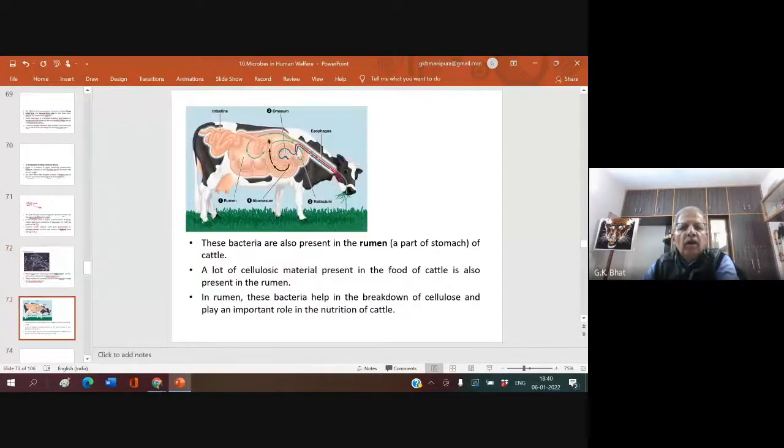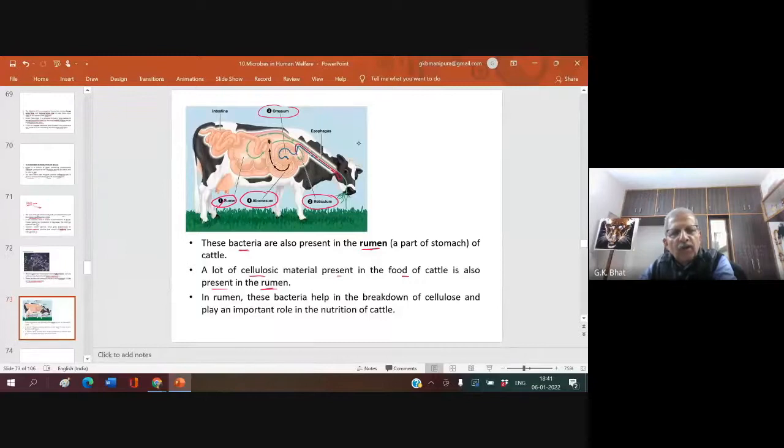Now, these bacteria are also present in the rumen, a part of the stomach of cattle. You know, cattle have a four-chambered stomach. This is the first chamber, rumen. This is the second chamber, reticulum. Third chamber, omasum. And fourth chamber, abomasum. So in the rumen of cattle, you would come across methanogen bacteria. A lot of cellulose material present in the food of cattle is also present in the rumen. So here, in the rumen, the methane gets produced.